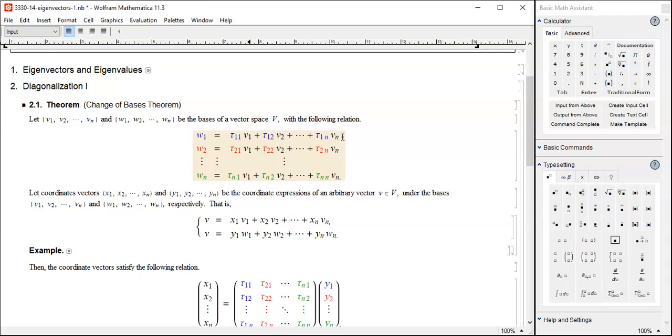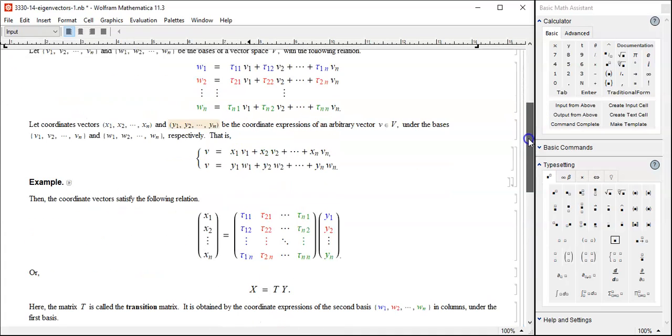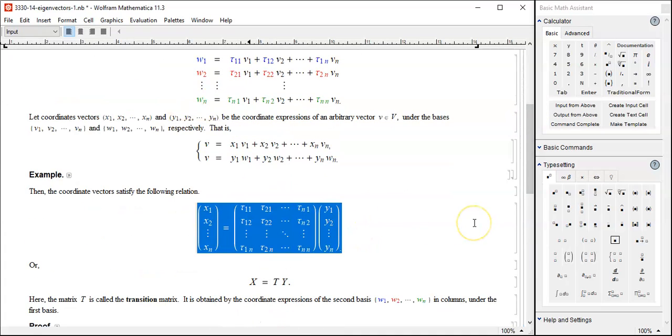And this general case here is for the n-dimensional case, and the picture I showed you was 2-dimensional, so we have only 2 vectors and 2 lines. But you can still see the pattern here. So now the question is, what is the relationship between the first coordinate, x1 to xn, and the second coordinate, y1 to yn? The answer is this.